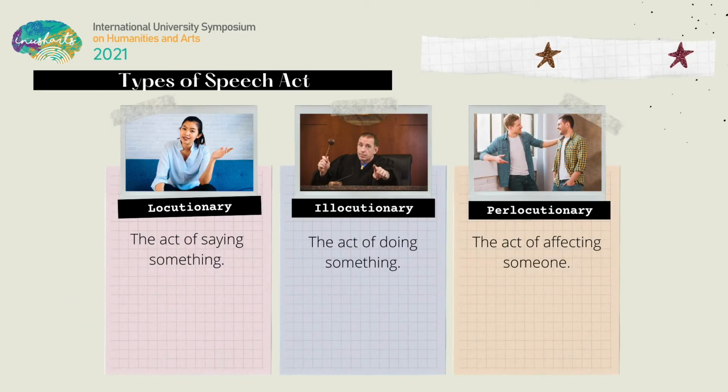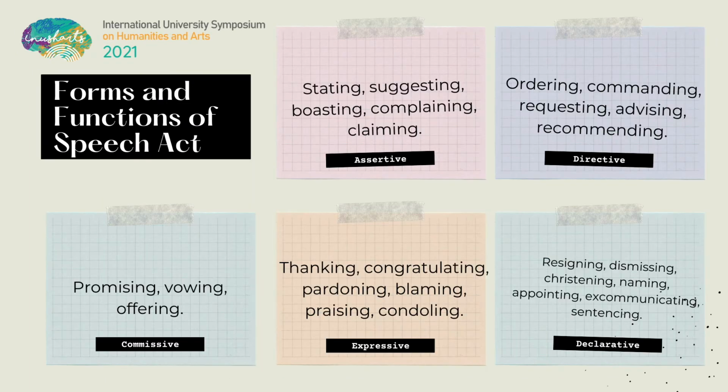In his first version of the theory, Austin divided speech act into 3 types. The first one is locutionary speech, or the act of saying something. The second is illocutionary speech, or the act of doing something. And the third is perlocutionary speech, or the act of affecting someone.